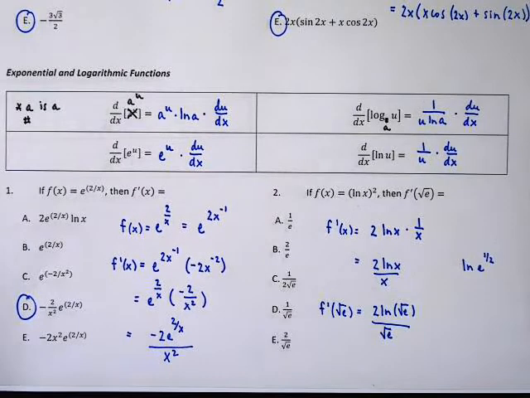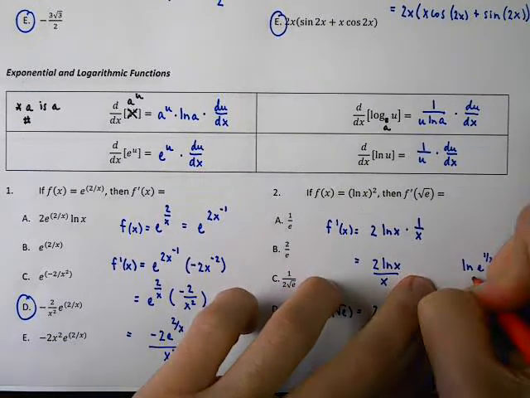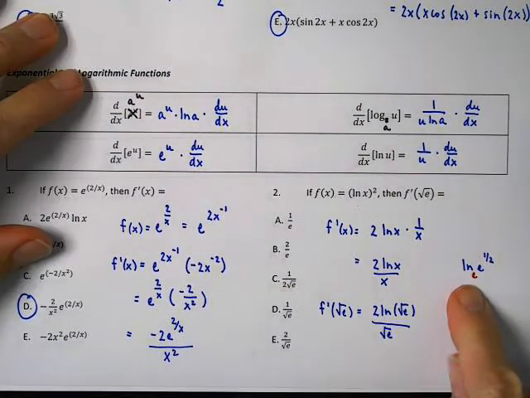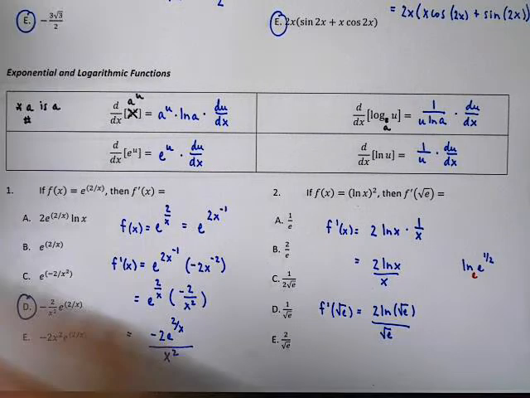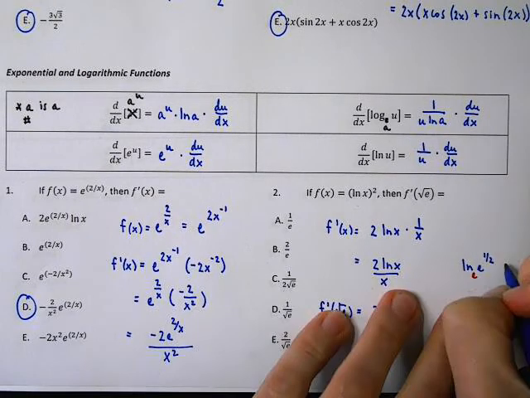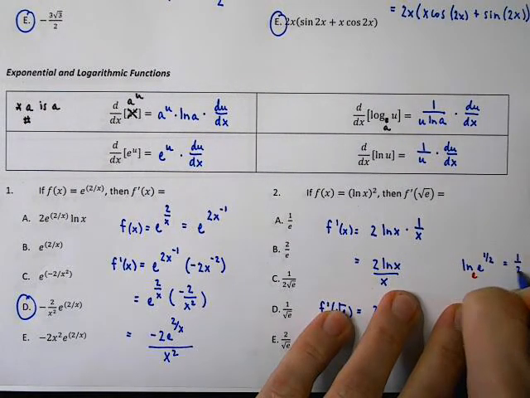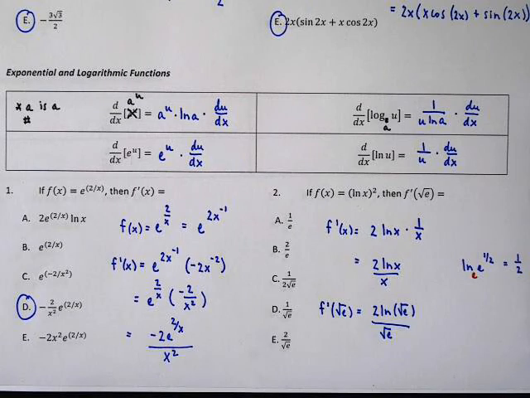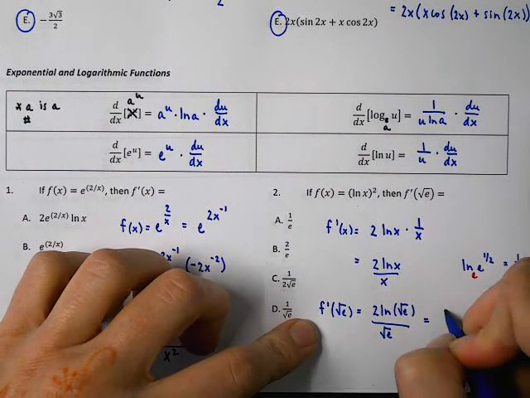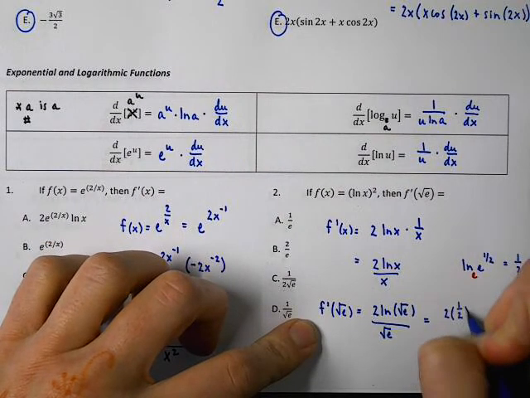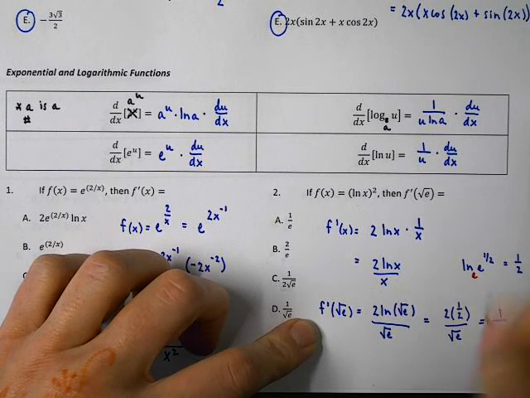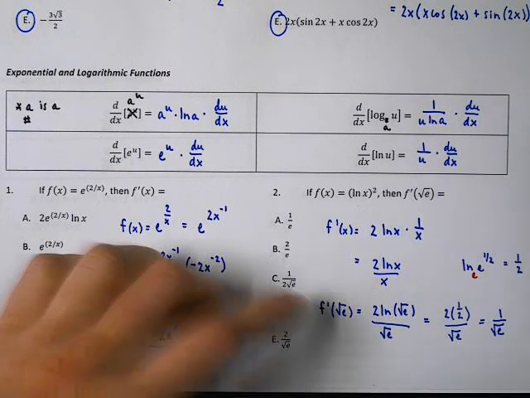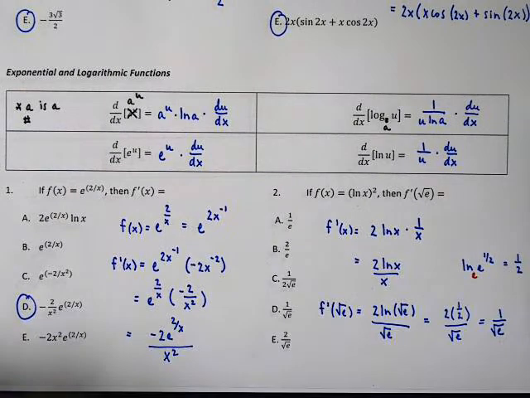I also know that the base of the natural log is e. So this is really asking me, e to what power gives me e to the 1/2? So I know this expression just simplifies to 1/2. So I have here 2 times 1/2 all over the square root of e, which is just 1 over the square root of e, which is going to give me choice D.